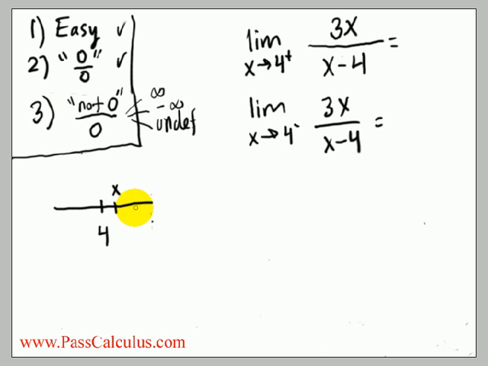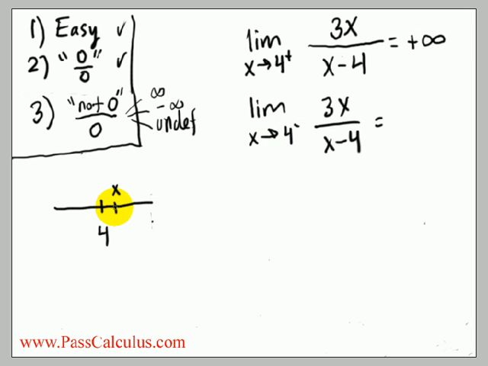Now, if x is going to 4 from the right-hand side, x is maybe a number like 4.01. 4.01 subtract 4, that's a small positive number, right? So the top is a number close to 12, and the bottom is a small positive number. And 12 divided by a small positive number is a big positive number. So this answer is plus infinity.